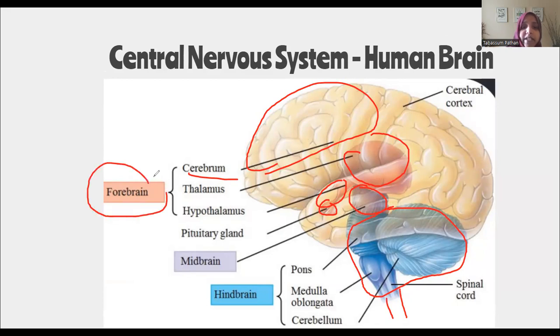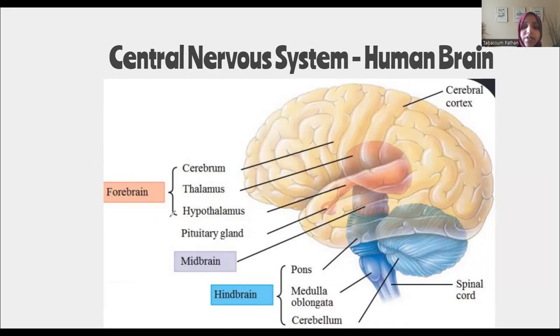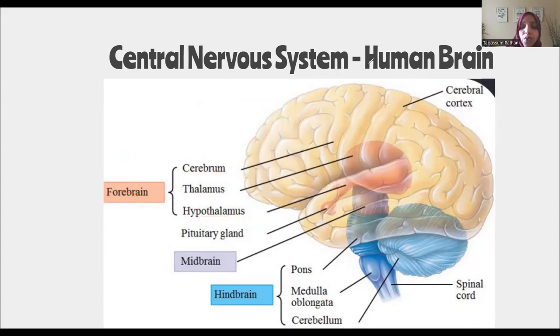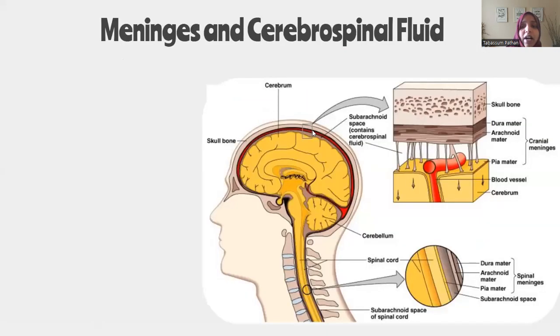So forebrain is basically this much. Forebrain is this much. This region, basically. This part is your forebrain, this whole part, under which we will be discussing the cerebrum, thalamus, and hypothalamus. So let's begin with the first part.